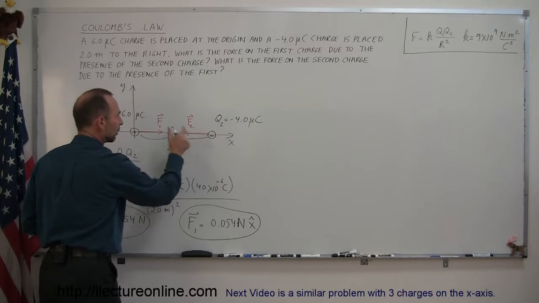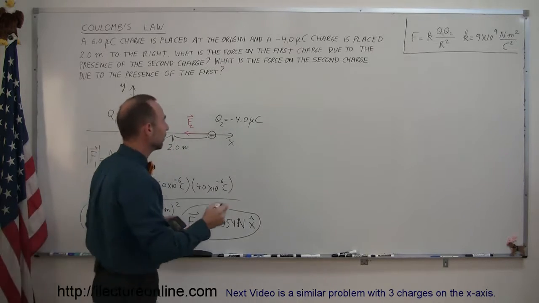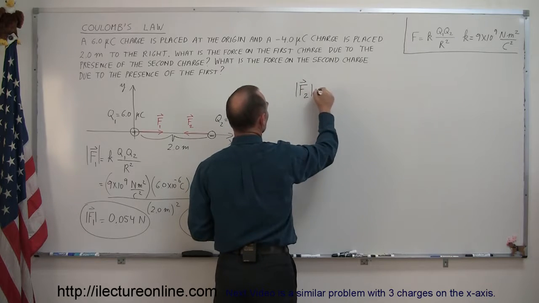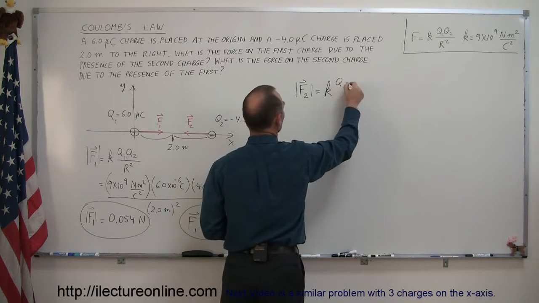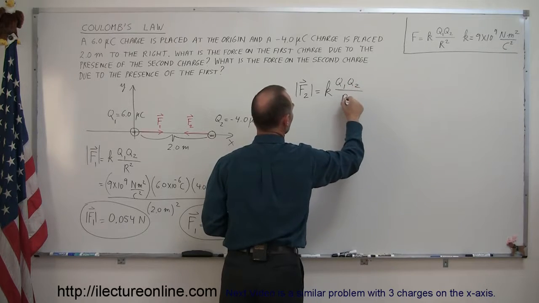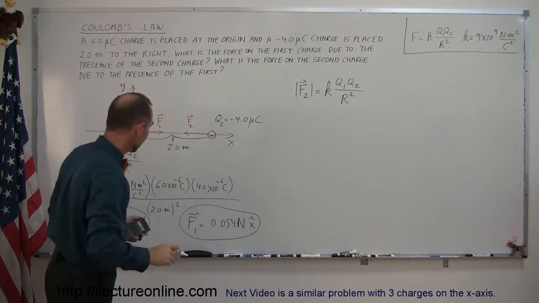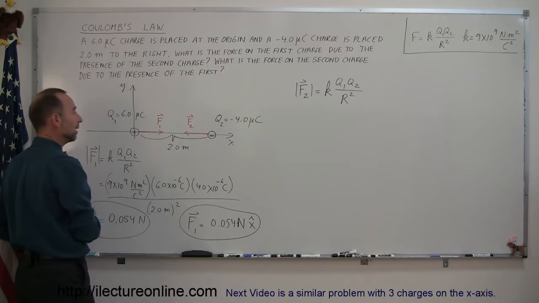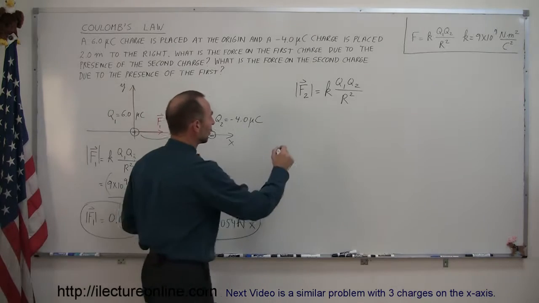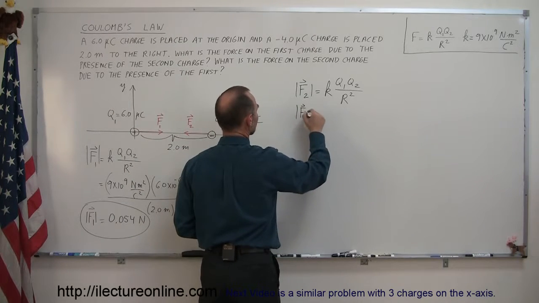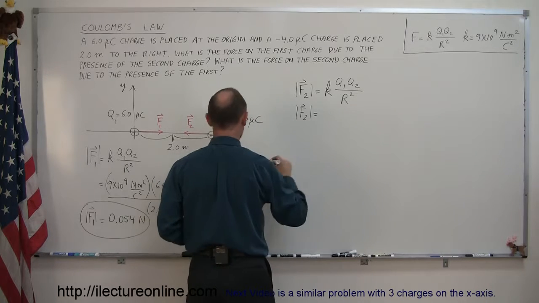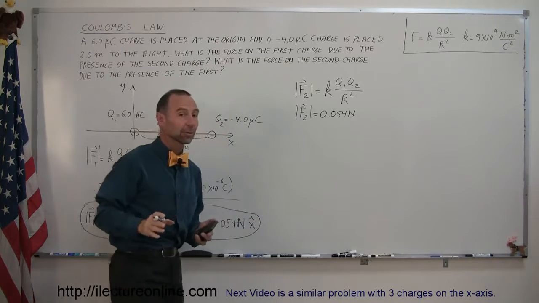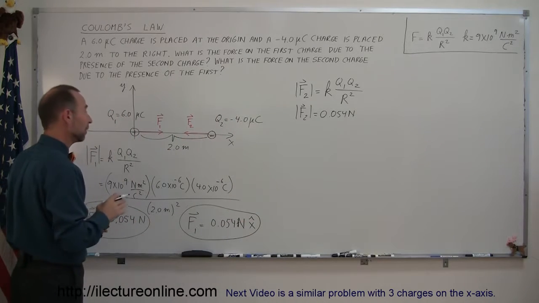So now we are dealing with this vector force right here. And again, we can say that the magnitude of the force, now we're looking for F2, is equal to K times Q1 Q2 divided by the distance between them squared. Now you realize here that we're dealing with the same quantities. We're dealing with the same two charges, same distance, same K. So we know that the magnitude of that force, F2, will also be 0.054 newtons.